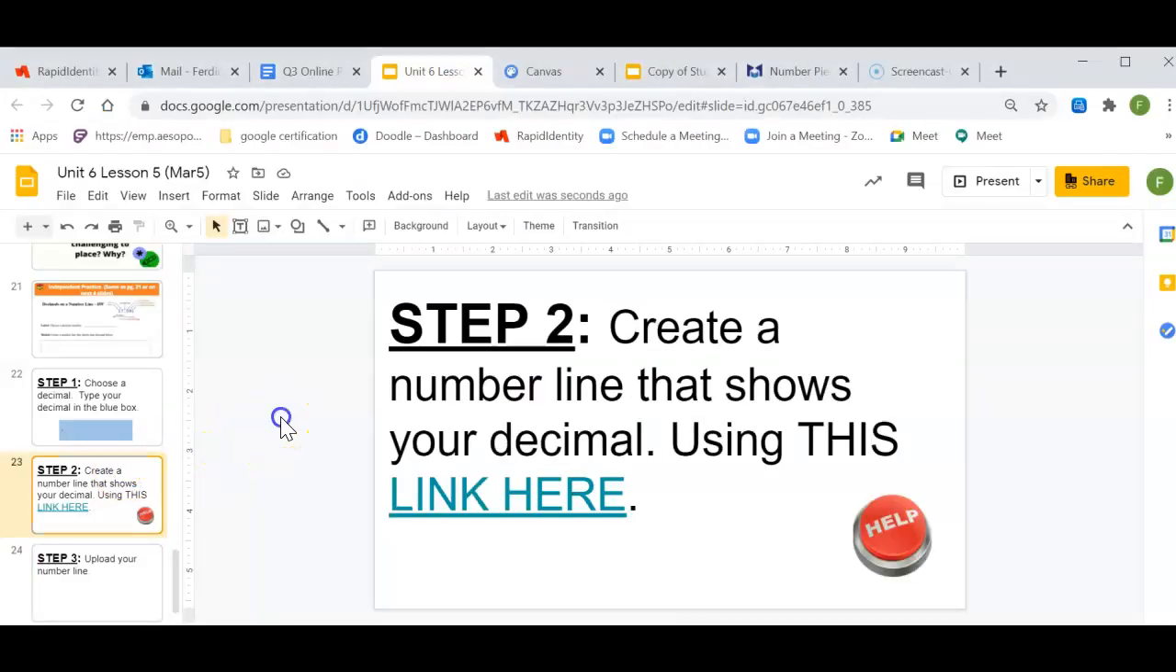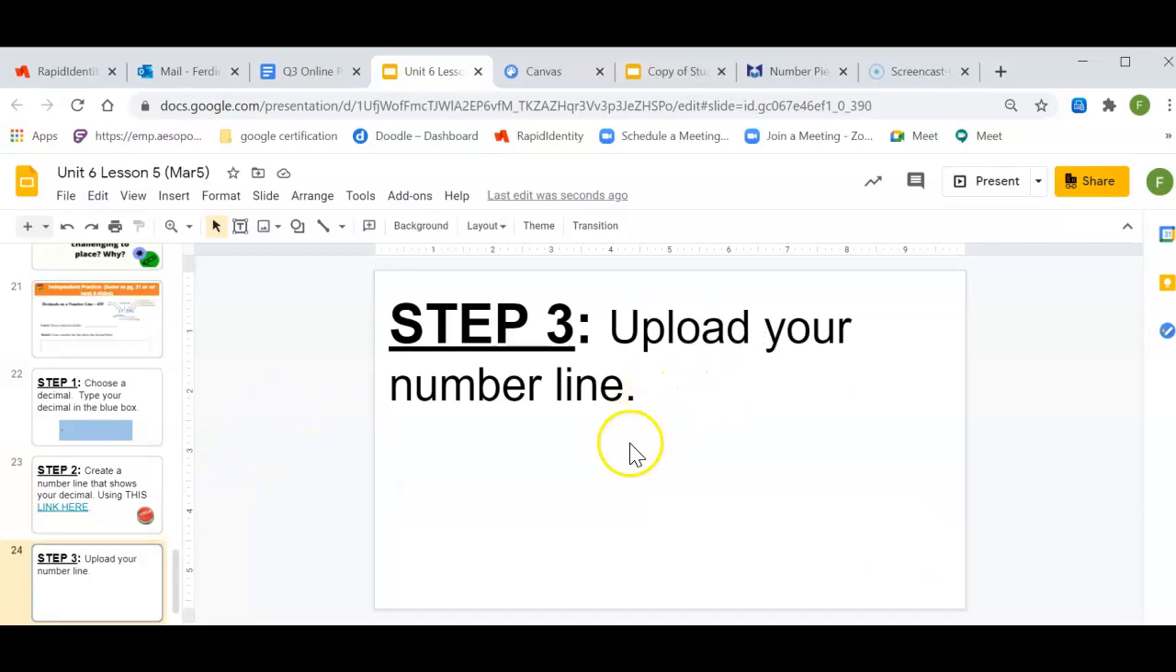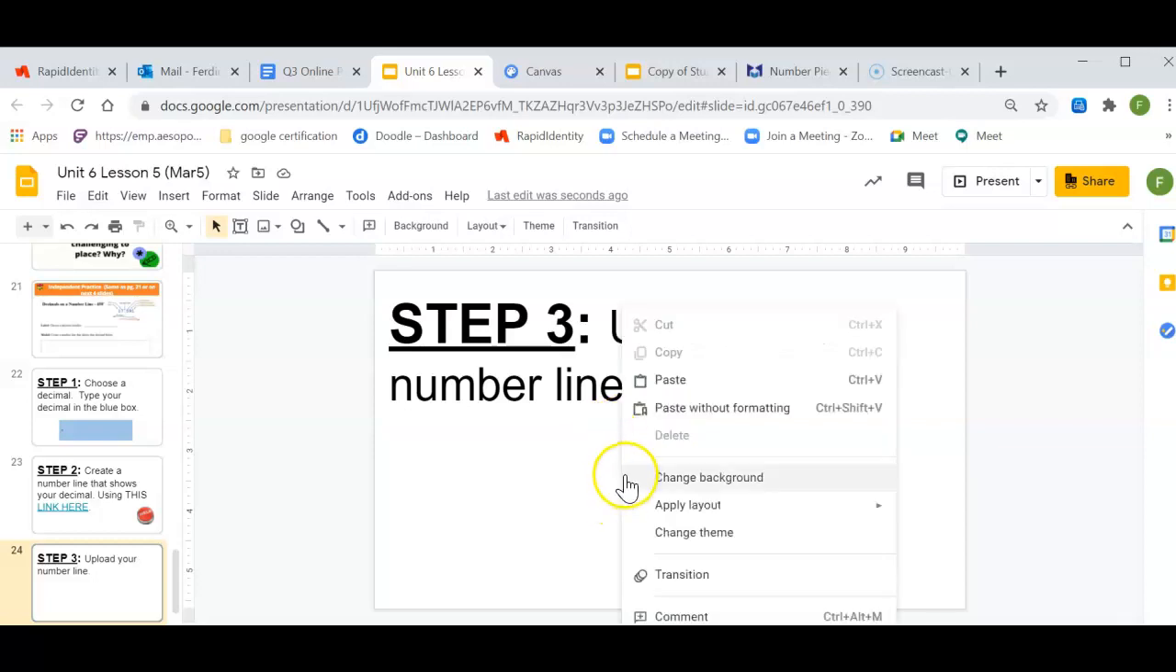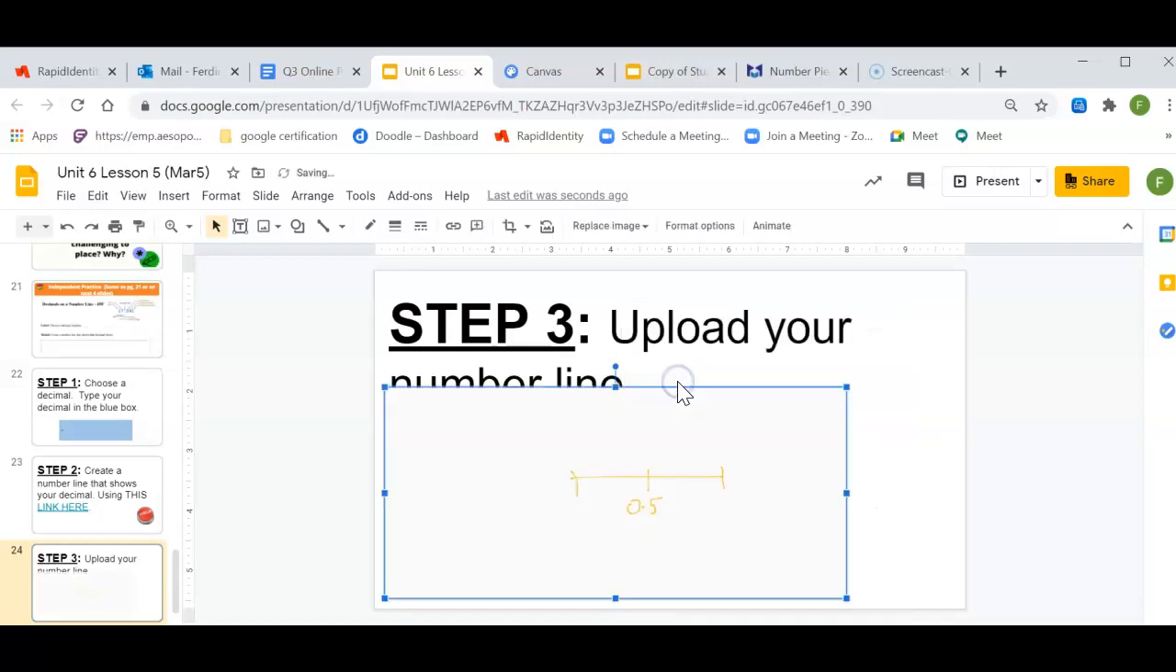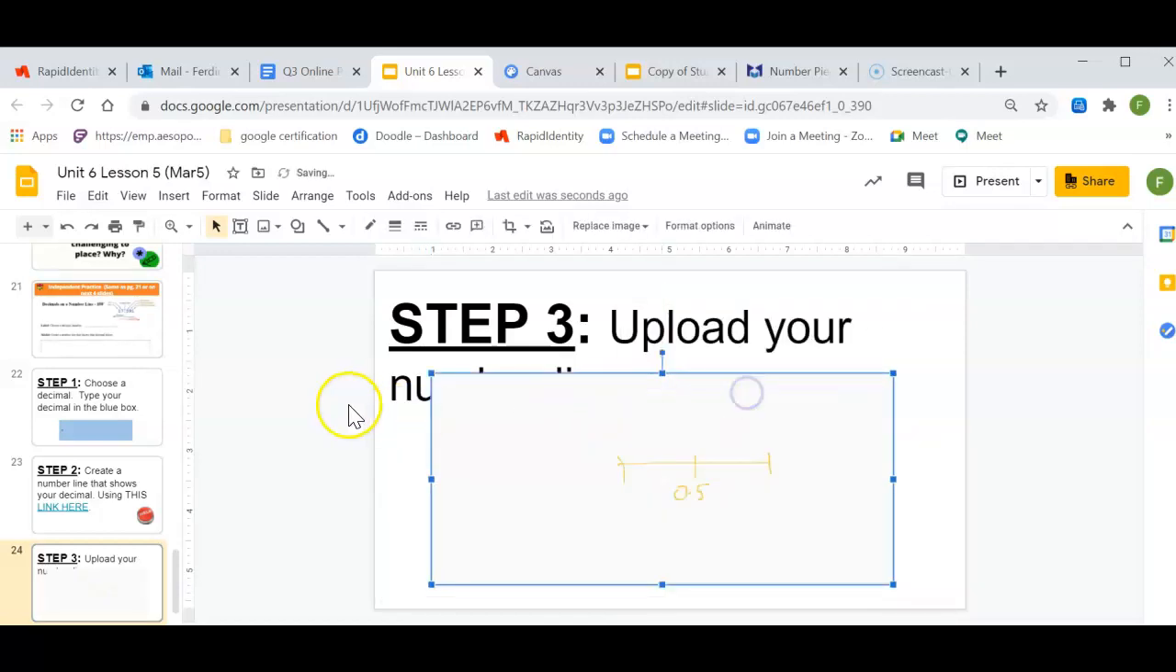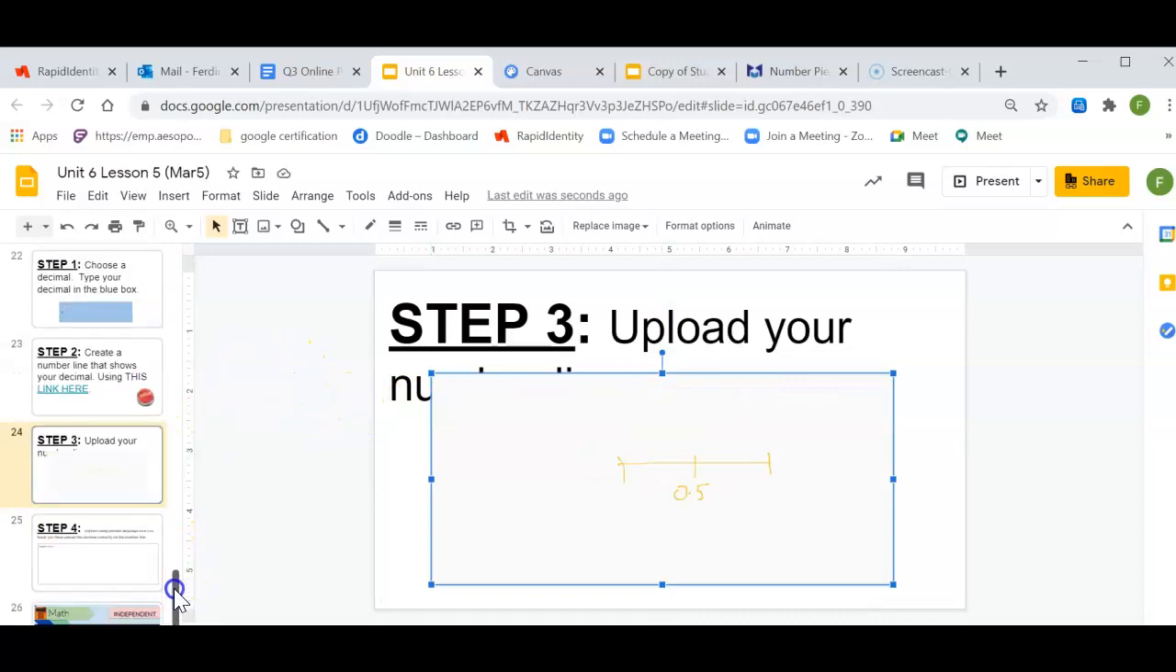Back to my slides here, guys. It says upload your number line. I've already copied it, and all I need to do now is right click and paste the picture of my work in there. Now I've got my number line inside of there.